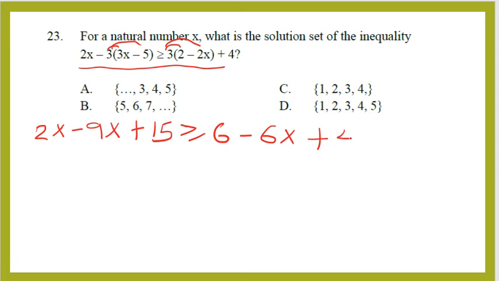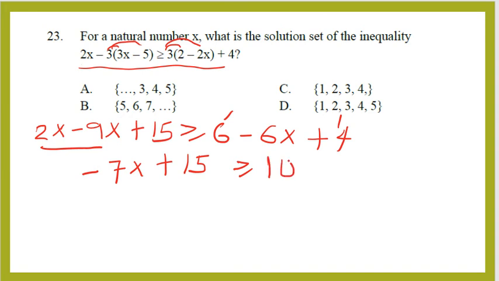Then plus 4. Therefore, these two are like terms: 2x minus 9x will be negative 7x, plus 15. It is greater or equal to 6 and 4, which are like terms. Both of them are constants, so they can be added. 6 plus 4 will be 10, minus 6x.